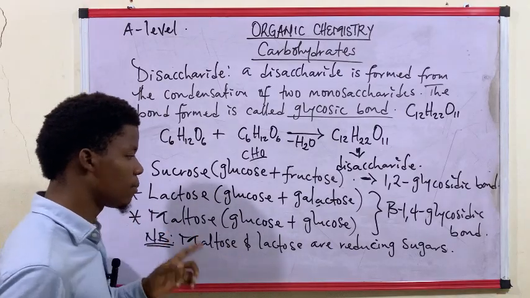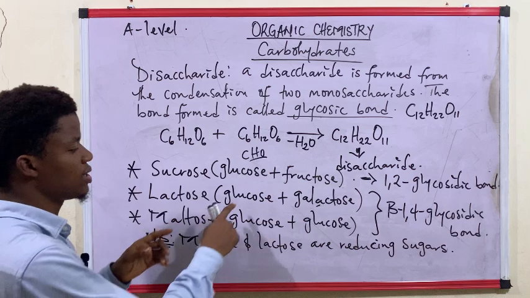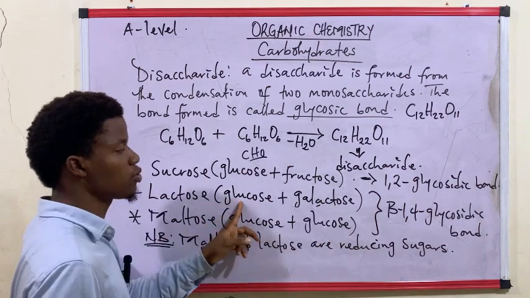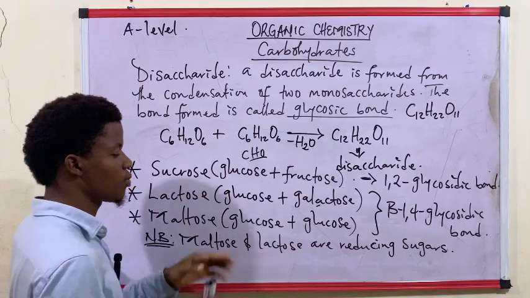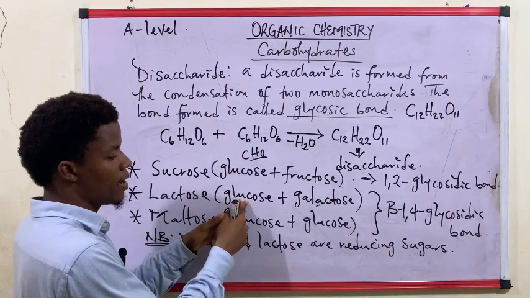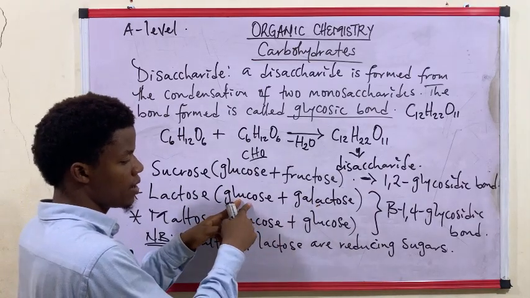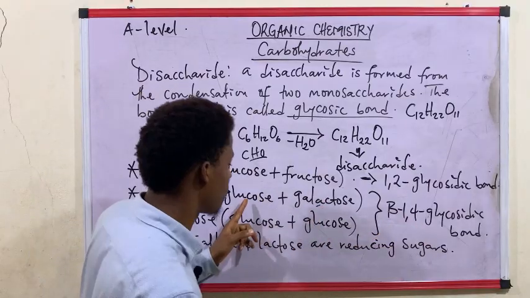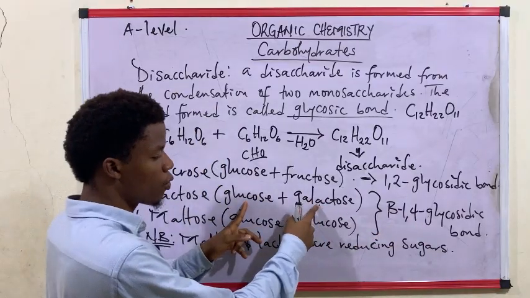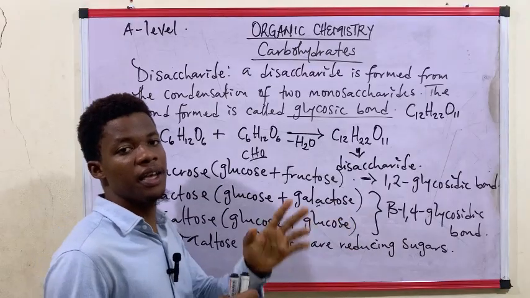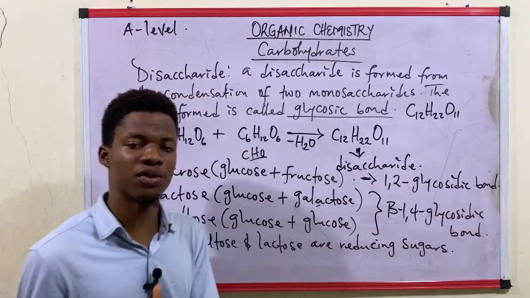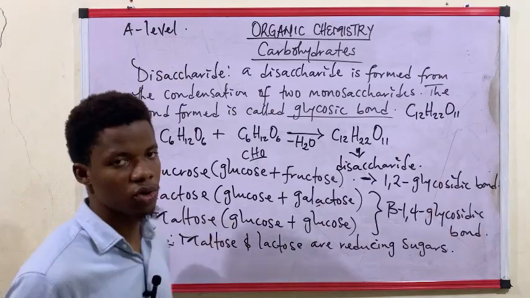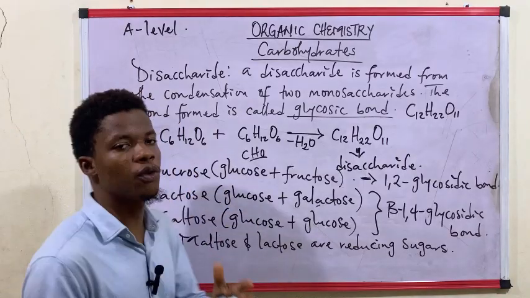But in lactose and maltose, the functional group is at carbon 1, both of them have this aldehyde. Only one of them, with its carbon 1, forms the bond with carbon 4. That is why we call it 1,4. Carbon 1 bonds with carbon 4. However, the other unit still has a free carbon 1 that can act as a reducing group. Same explanation for maltose. So this is everything for disaccharides.